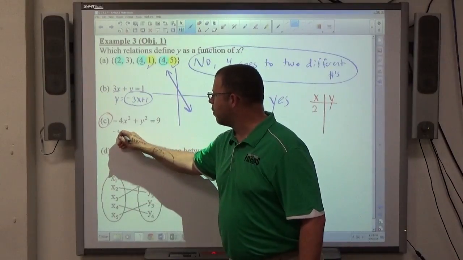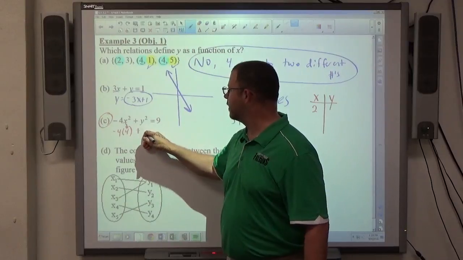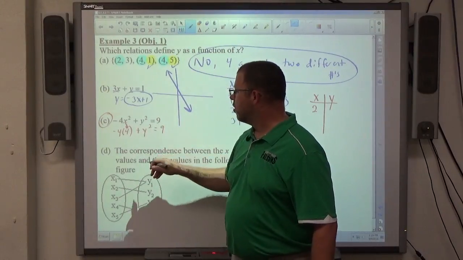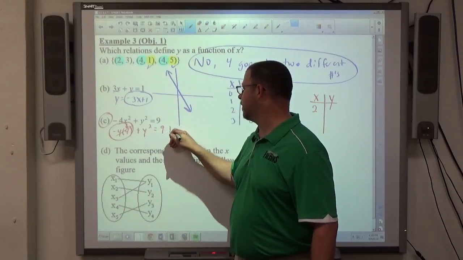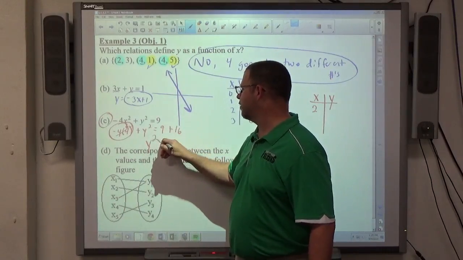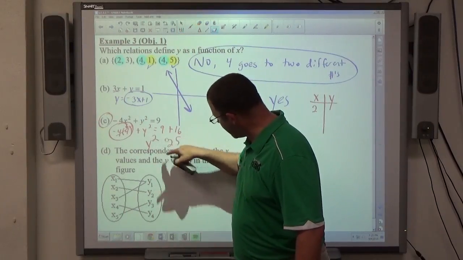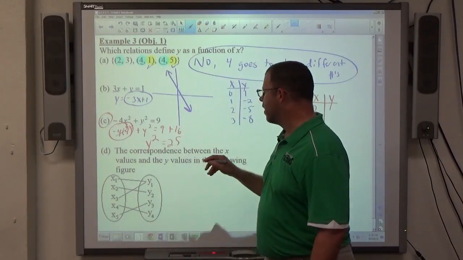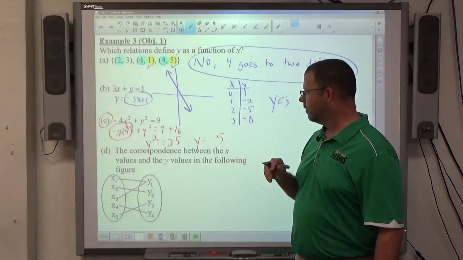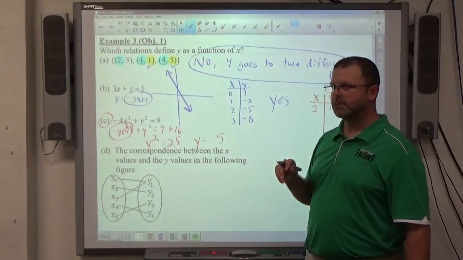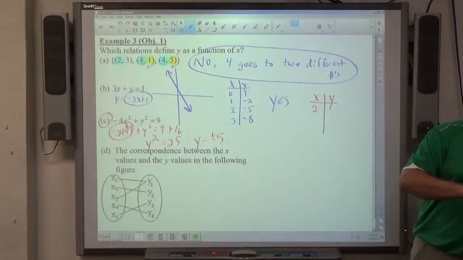I'm going to get negative 4 times 4, right? Because 2 squared is 4. Plus y squared equals 9, which is negative 16. So if we move it over here, it becomes plus 16. I guess we get y squared equals 25. Wow, squared is really bad. Okay, y squared equals 25. So what does y equal? 5. Anything else? Plus or minus 5, right? 5 times 5 is 25, negative 5 times negative 5 is 25.